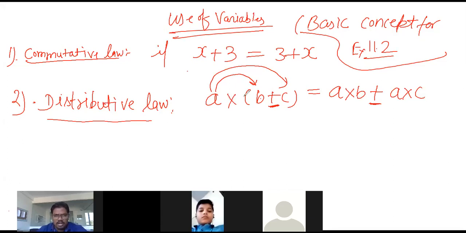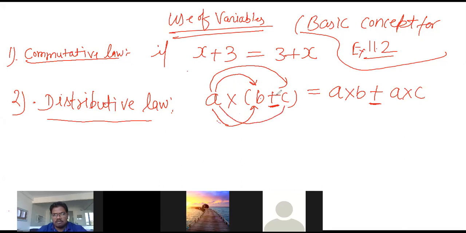Whatever the number outside the bracket, it will be multiplied to all the numbers inside the bracket. That means A will be multiplied with B here, and A also multiplied with C. Whatever the sign is here, put down the same here.